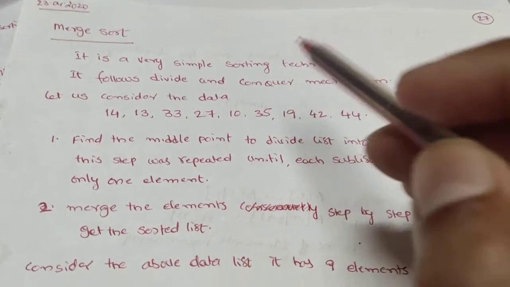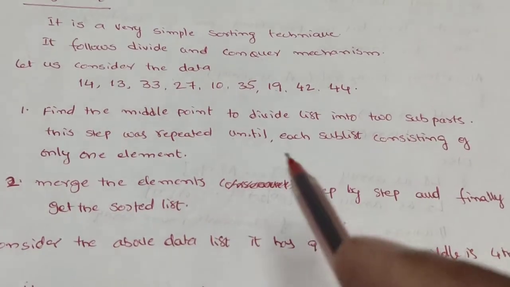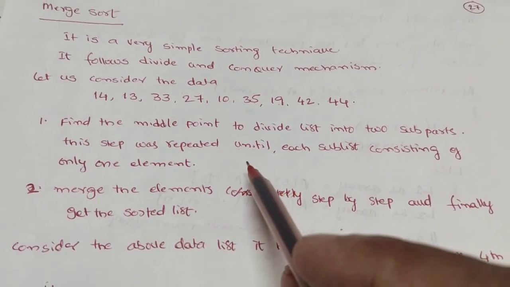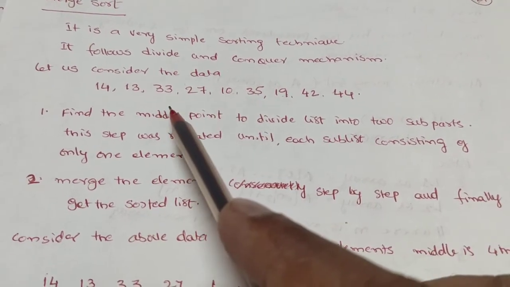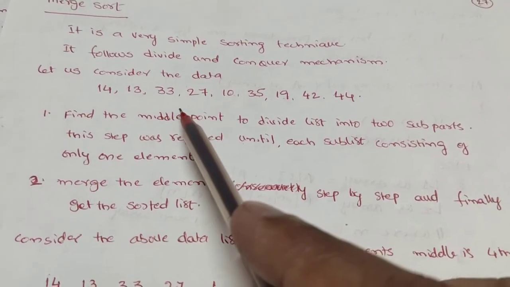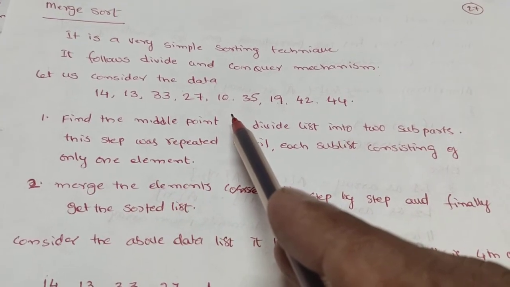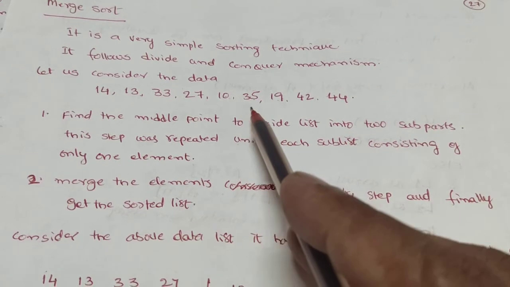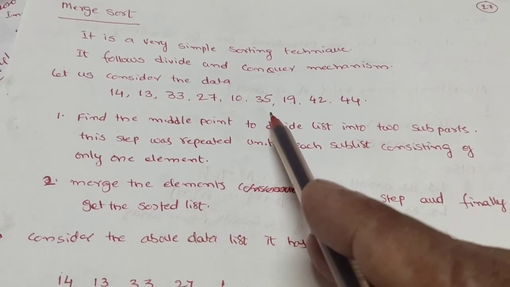So here I am going to explain point by point the procedure that merge sort follows. First we consider the data. Let us look at it. There are 9 elements. We find the middle point of this data. I am going to consider that all the data is stored in an array, or here I am going to call it a list.